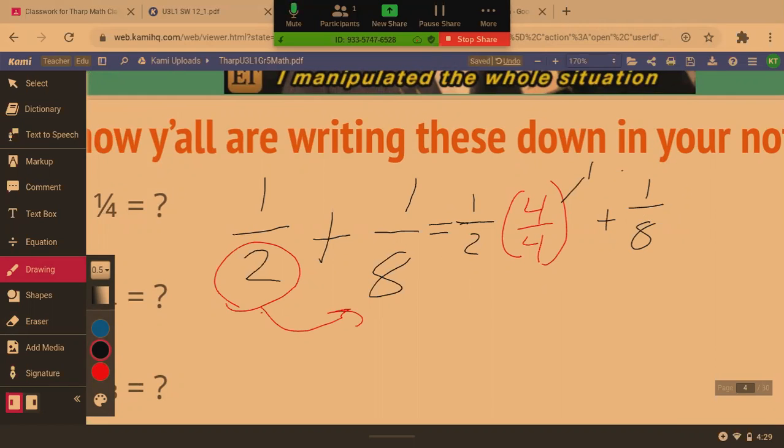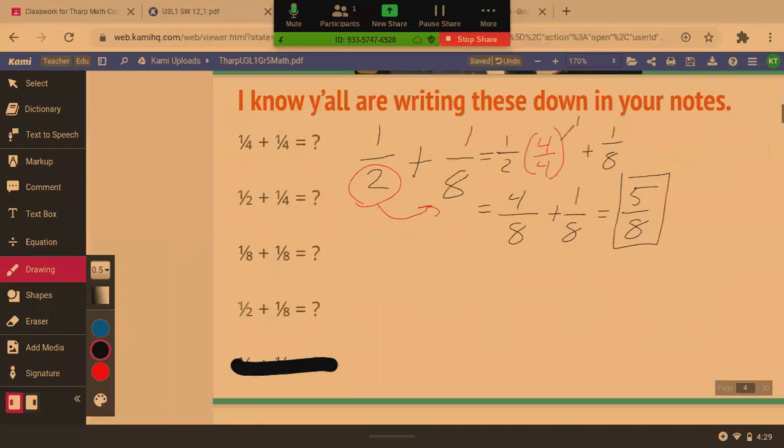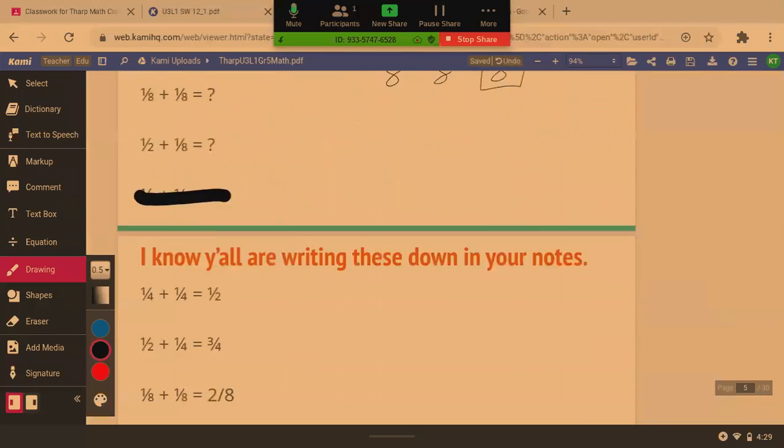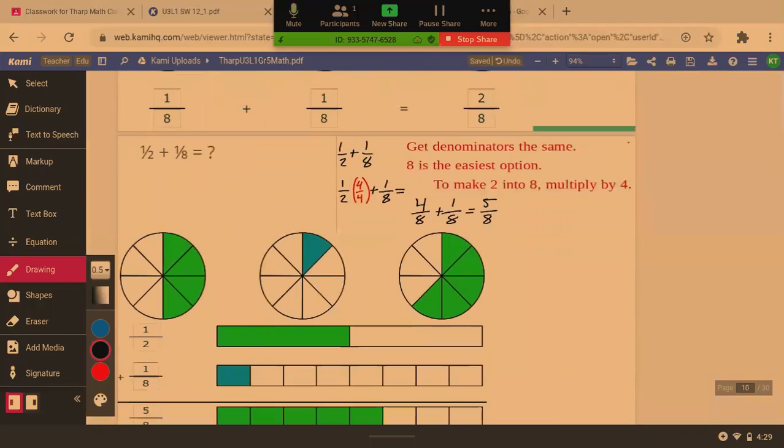So when we multiply fractions, we multiply straight across. 1 times 4 equals 4. 2 times 4 equals 8. So now we have 4 over 8 plus 1 over 8 equals 5/8, or 5 out of 8. So let's say you had 8 pieces and you ate 5 out of 8. Let's go down and check that out.